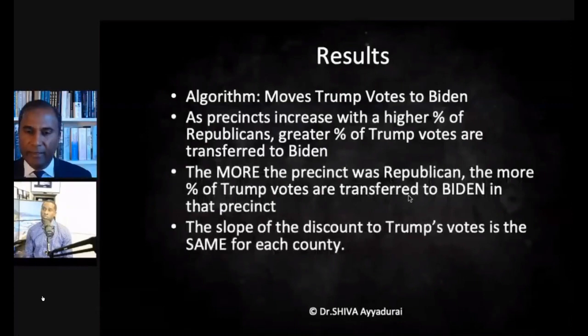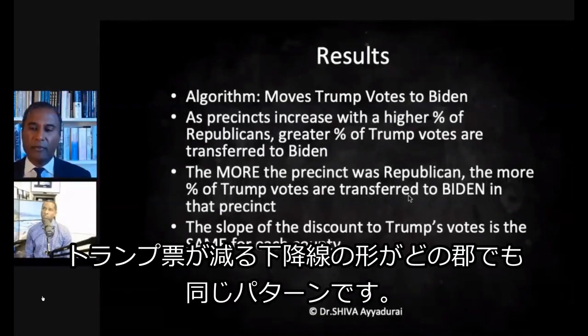So this is just looking at the data. The slope of the discount to Trump's votes is the same for each county.